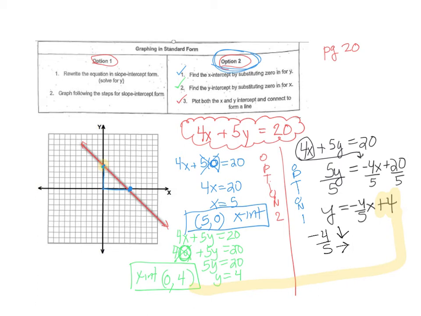What is nice about option 1 is that you can continue that pattern and find multiple points that are on the line. Whereas with option 2, you're simply just finding the x and the y-intercept. Now, let's take a look at the next problem on your paper. And let's think about what might be better, option 1 or option 2.